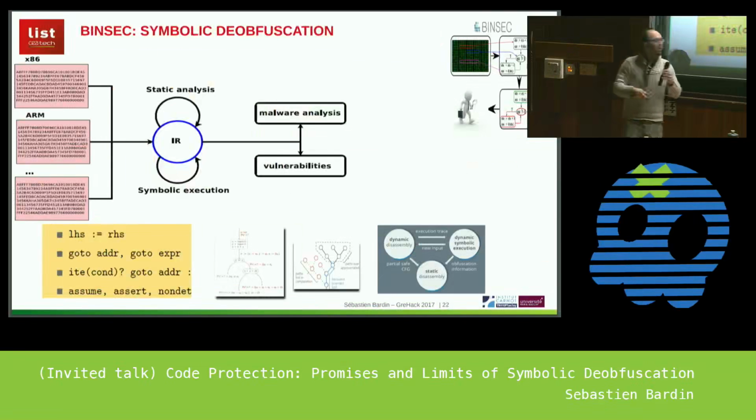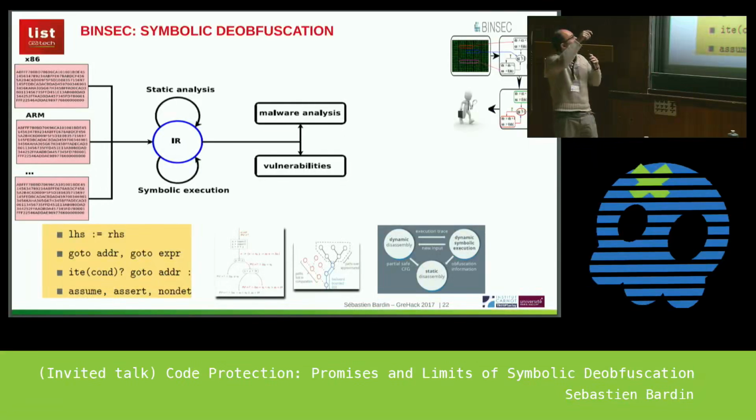Okay, so for example, what can we do with that? This is the architecture in our prototype, which is called BinSec. So basically, we start from some architectures. You encode your program to some intermediate representation with very few constructions so that it's easier to work with. And then you have this symbolic execution. We have also a bit of static analysis, but it's harder. And then we have dedicated analyses for malware or vulnerability. And we rely mostly on variants of symbolic execution that we present after.